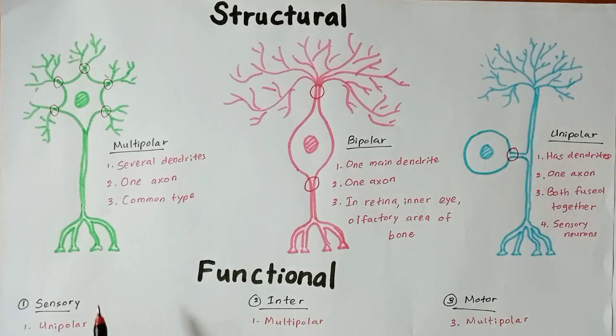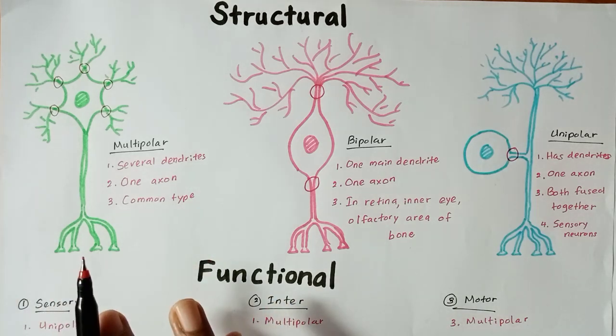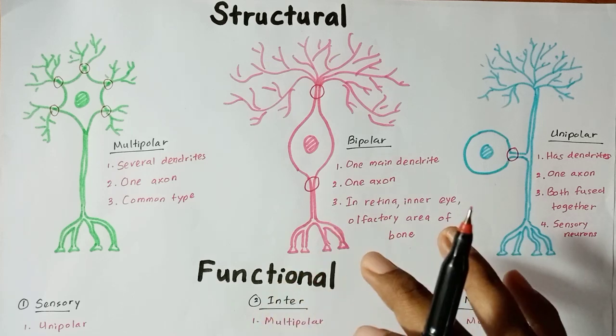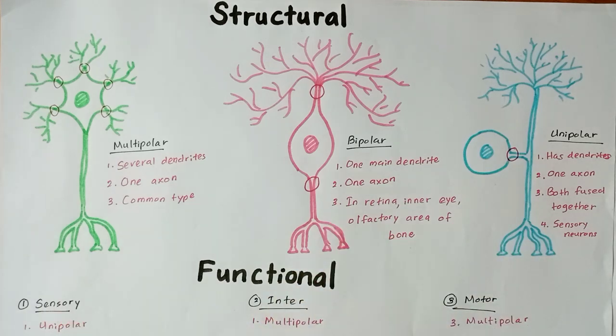A sensory neuron receives sensory information from receptors and transmits it to the central nervous system. An interneuron facilitates communication between sensory and motor neurons. Then the motor neuron transmits motor impulses from the central nervous system to muscles or glands.